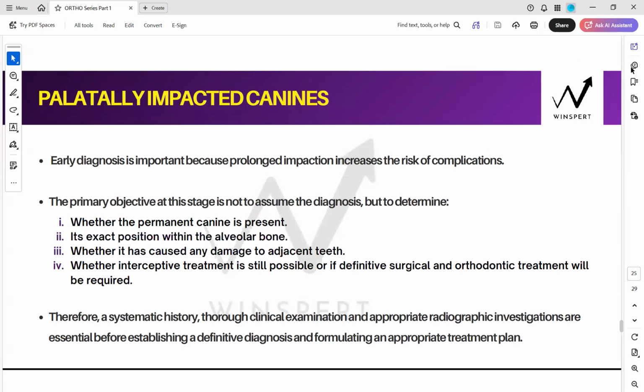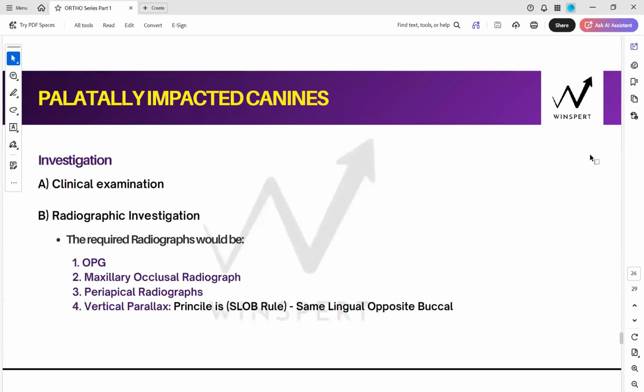So what investigations would you take? Just like your central incisor case, where most likely it is impacted, you will do the clinical exam for the bulges and then the radiographic examination. Radiographically, you will also take an OPG, then a maxillary occlusal, and periapical with your parallax.